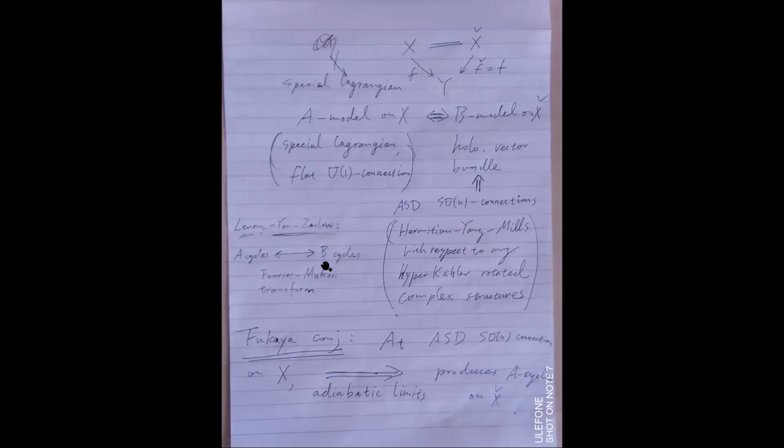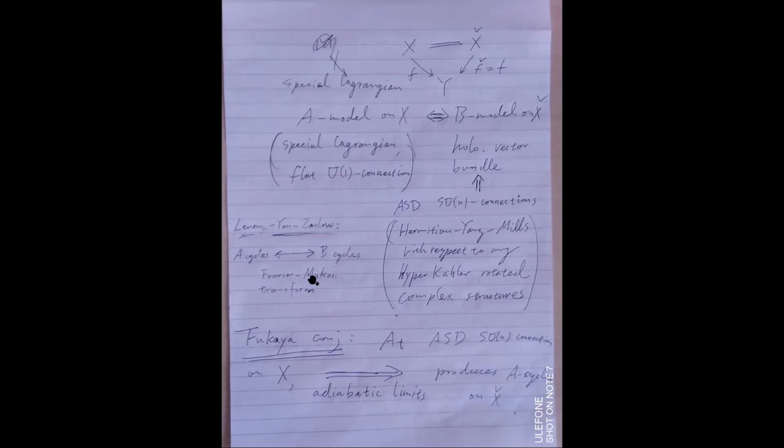So the A cycle is just a Lagrangian submanifold with a flat U(1) connection. The B cycle is a holomorphic vector bundle, or let's say Hermitian-Yang-Mills with respect to something. We should have this correspondence. And then we have this Fukaya conjecture. So it's just one feature of this whole thing.